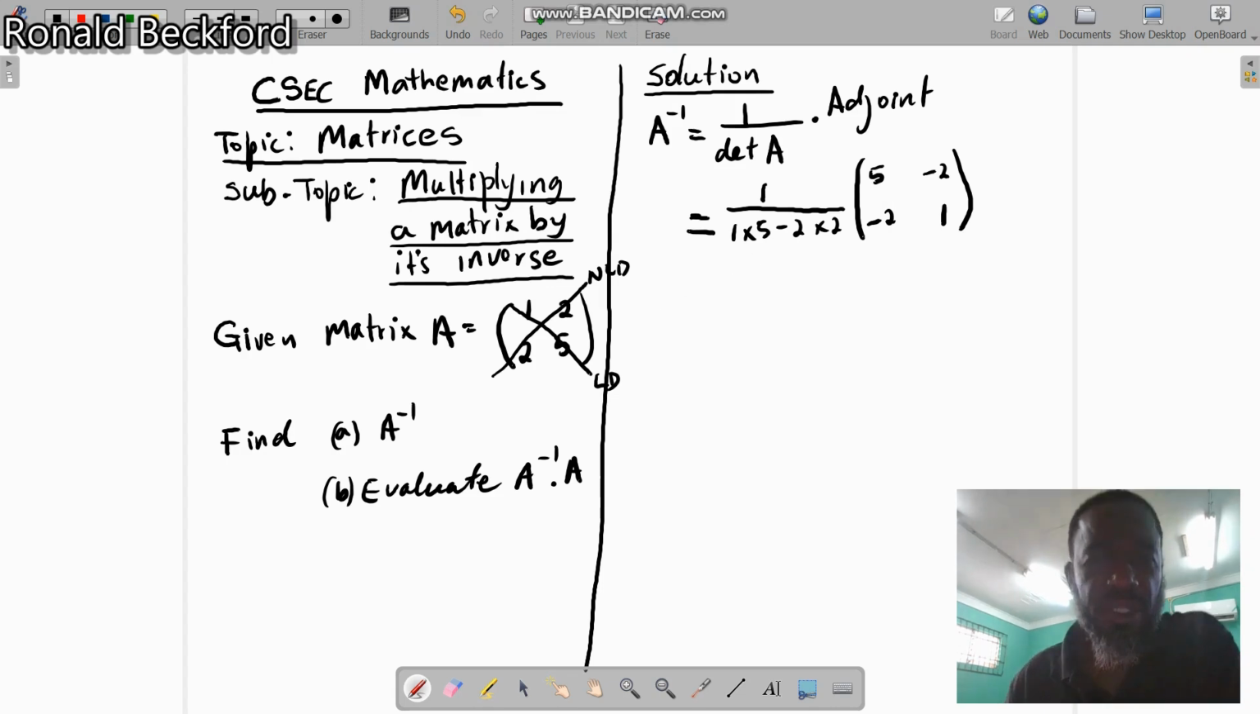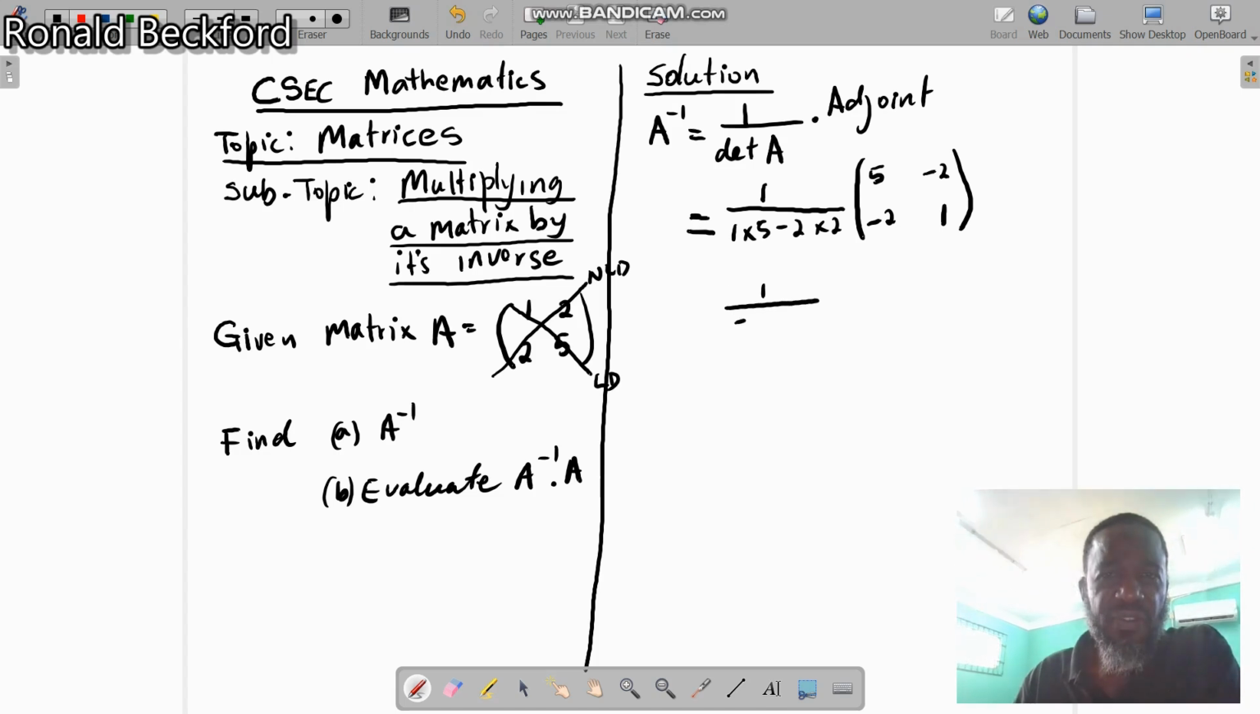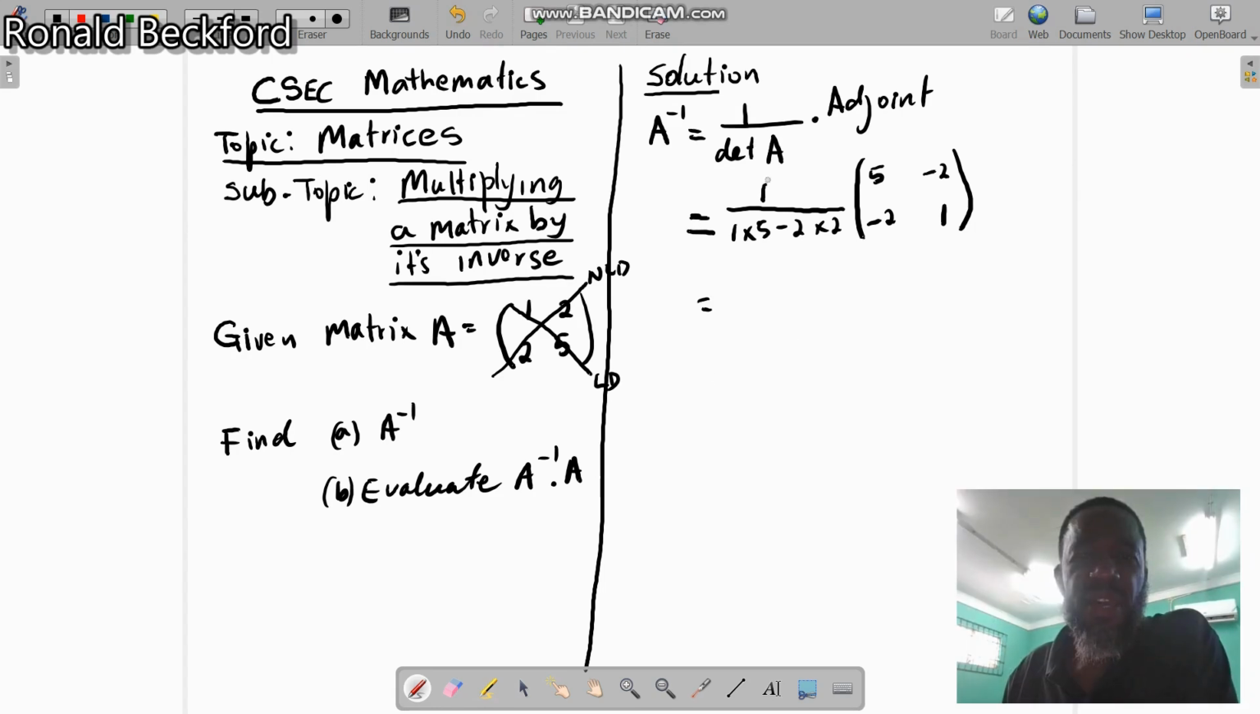So let us just simplify this. It's going to be 1 over 1 times 5 is 5, minus 2 2's will give you 4, times 5, negative 2, negative 2, 1. Further simplify this, so it's 1 over 1 times 5 minus 2 times 2, open bracket 5, negative 2, negative 2, 1, and so this is the adjoint of the matrix A.